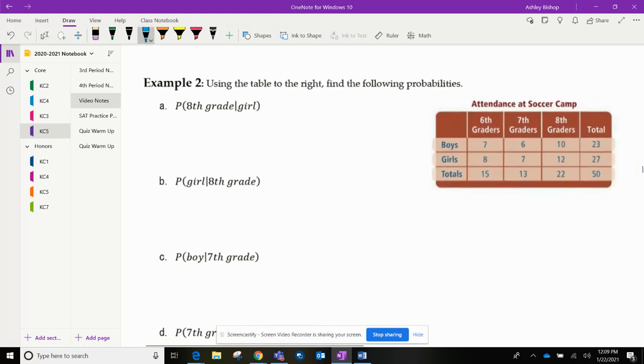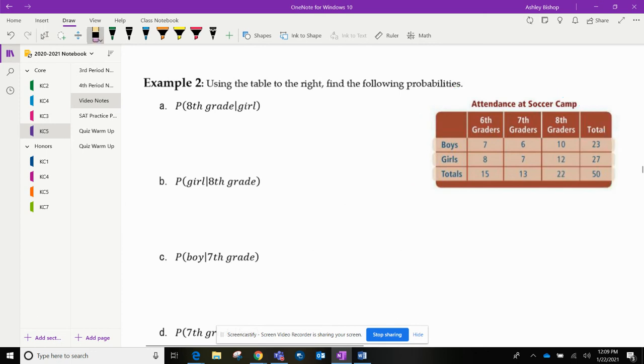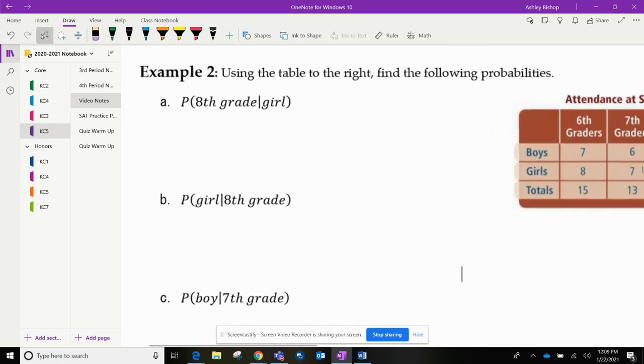We do have a two-way frequency table where we are comparing the grade that people are in. They're either in 6th, 7th, or 8th grade. And the other set of data that we are comparing is whether or not they are a boy or a girl. All right. And so I am going to answer my questions. This looks a lot different than what we just did. So let me explain a couple things.